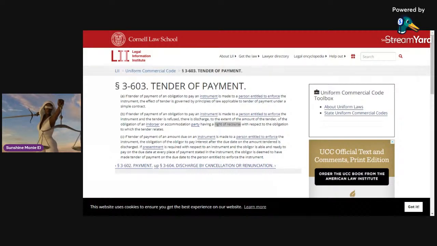All right? That's what the endorser is, the person that signed it. I endorsed the check, right? So the obligation of an endorser or accommodation party having a right of recourse. I have the right to remedy with respect to the obligation to which the tender relates. So, if tender of a payment of an obligation to pay an instrument is made to a person entitled to enforce the instrument, and the tender is refused, there is discharge. That's it. That's all.